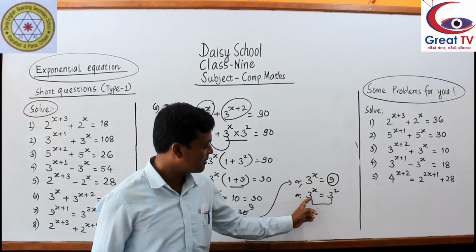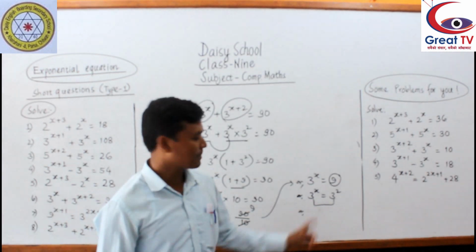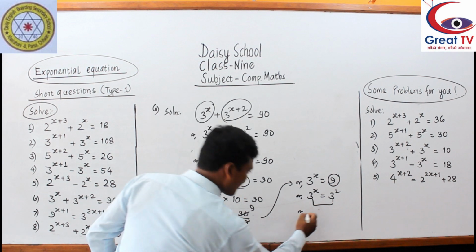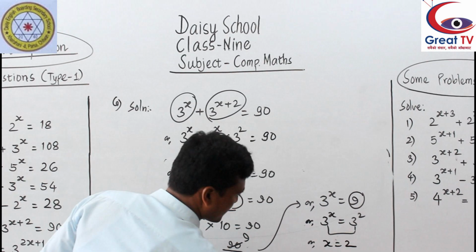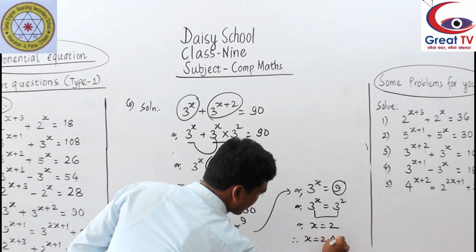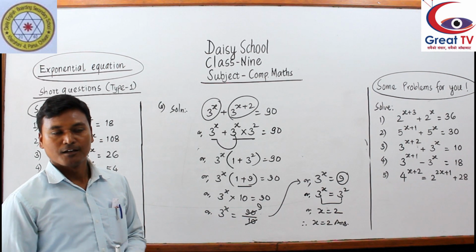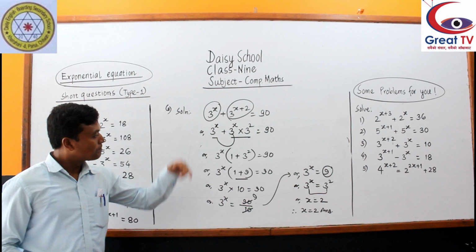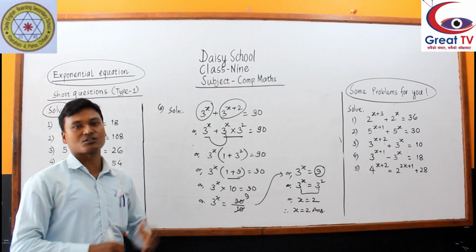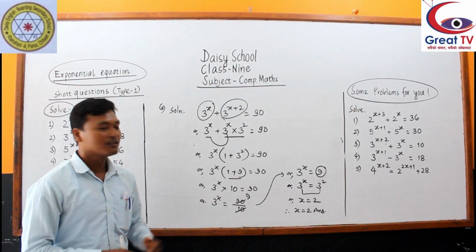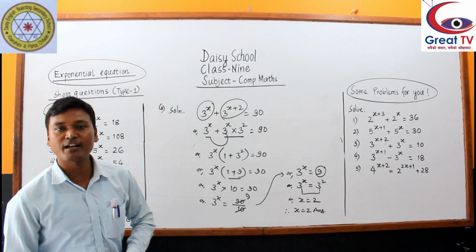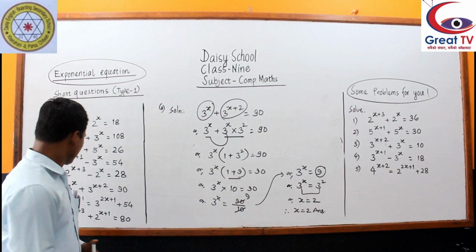That means simply we say if the bases are the same, the powers are equal. That means x is equal to 2. Therefore x is equal to 2. This is the required answer of this problem. So my dear students, be careful while taking the common factor in this step. Then after, if you know simplification, you can solve easily.